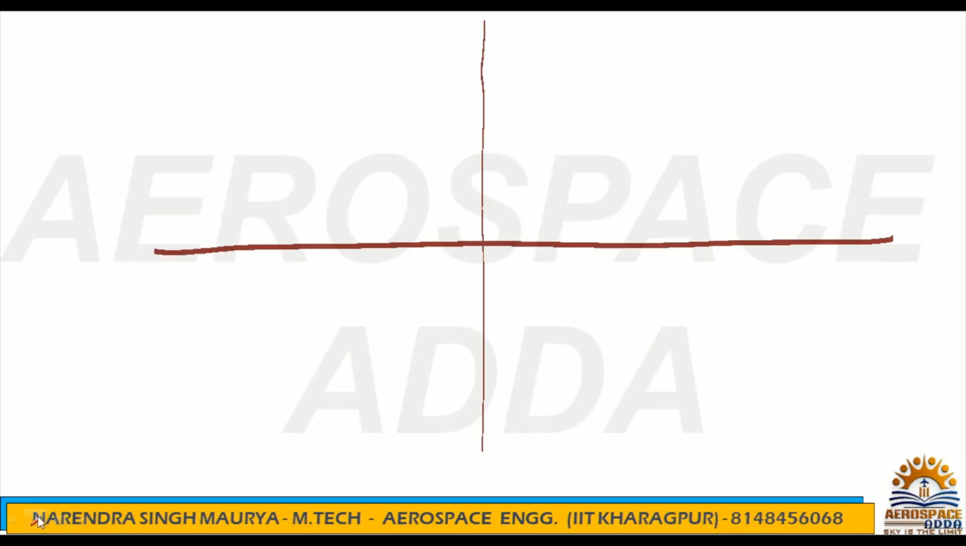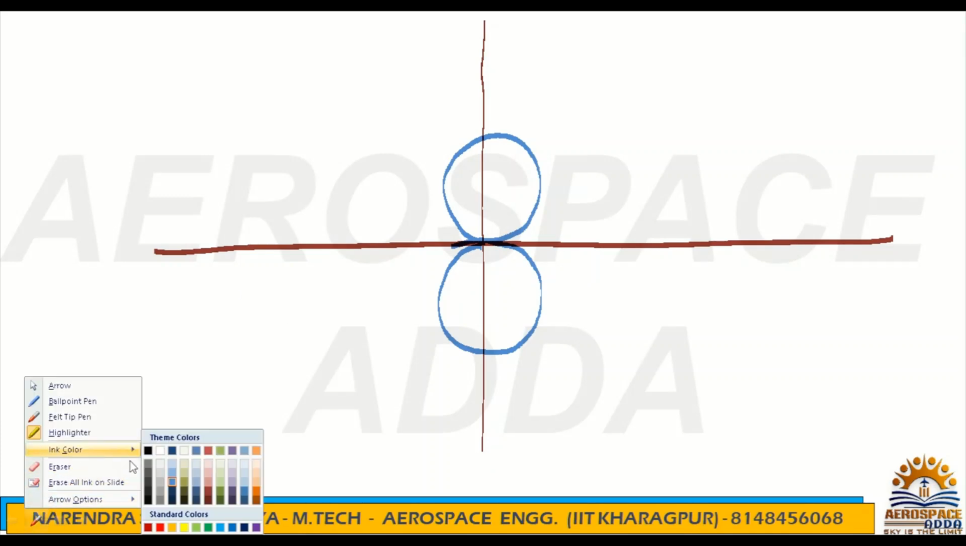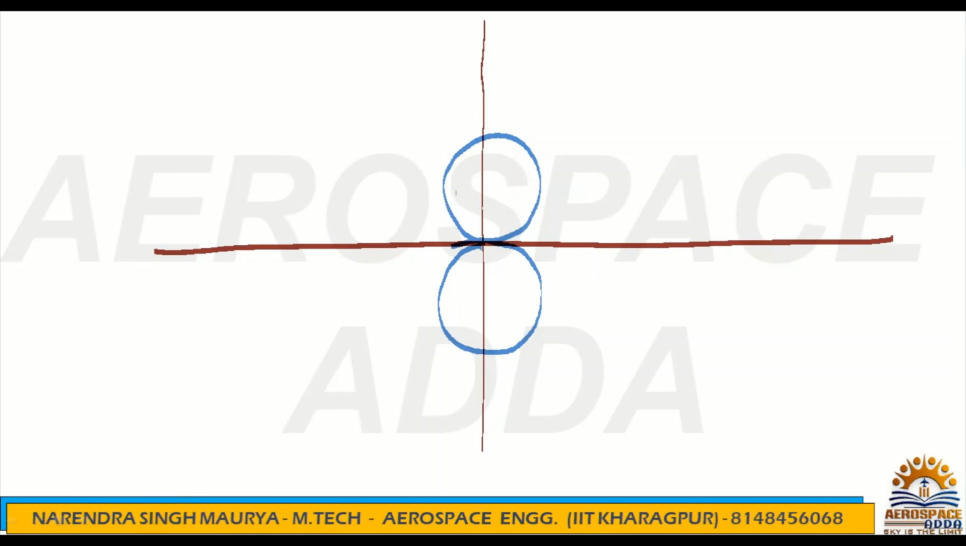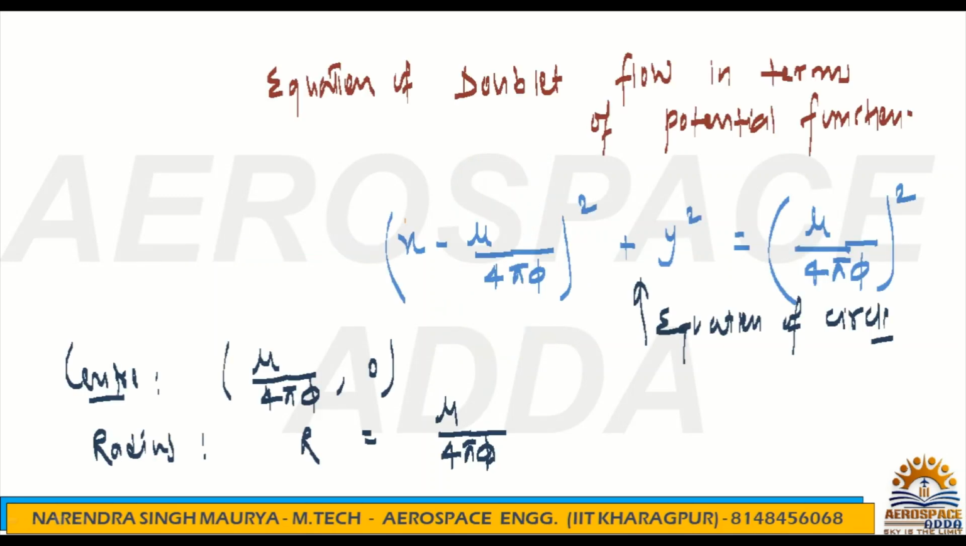For the doublet flow, where are the streamlines? They will be circles with center on the y-axis and tangent to the x-axis. These are the streamlines. But for the potential function, how to draw it now? The potential function lines will be perpendicular to the streamlines. Potential function means you are going to draw equipotential lines. You have written the equation in terms of potential function, so for the potential function, equipotential lines will come, and for the stream function equation, streamlines will come.